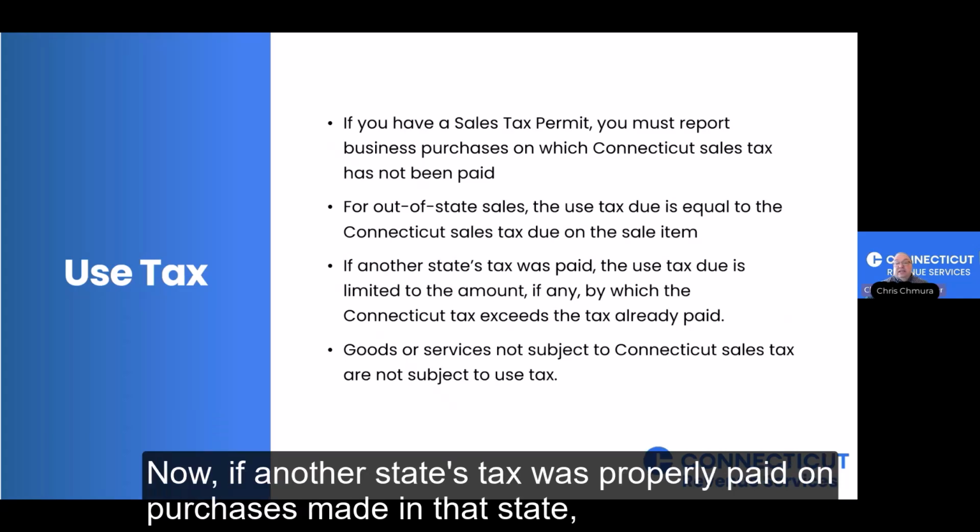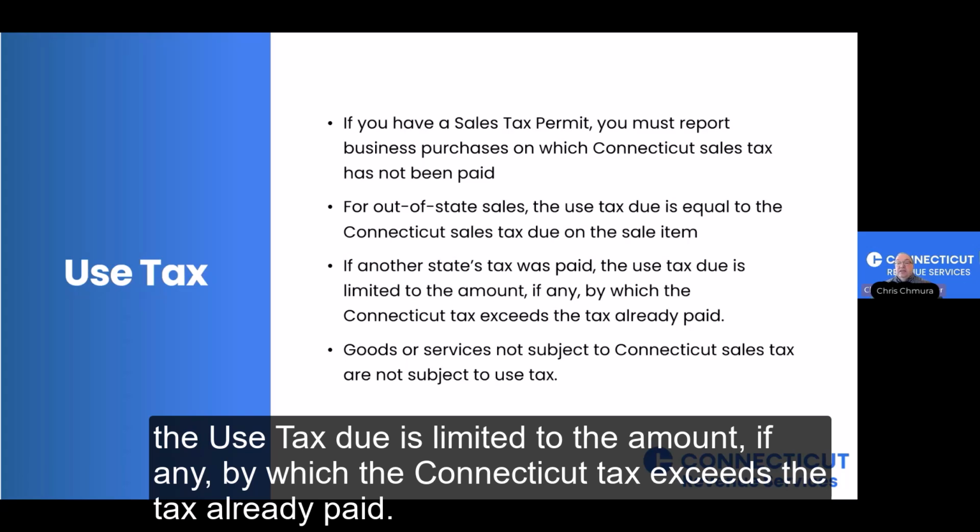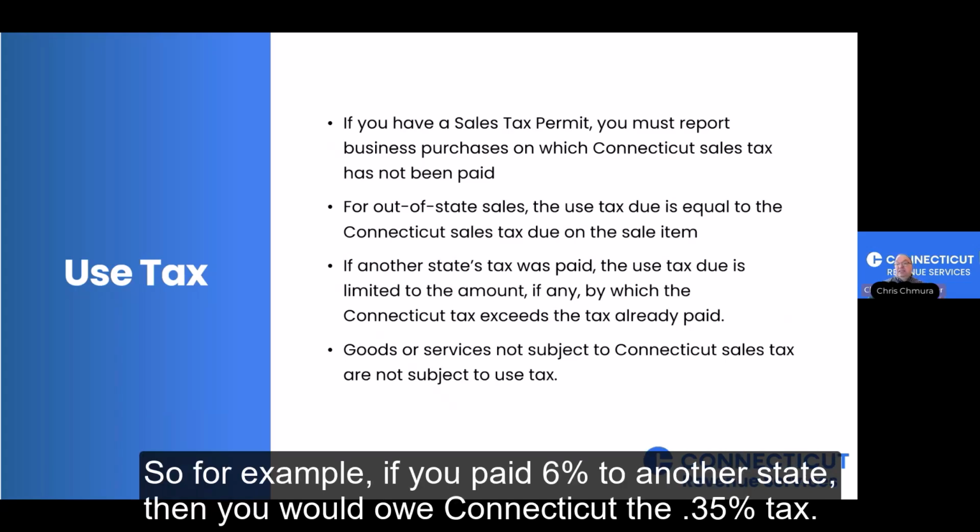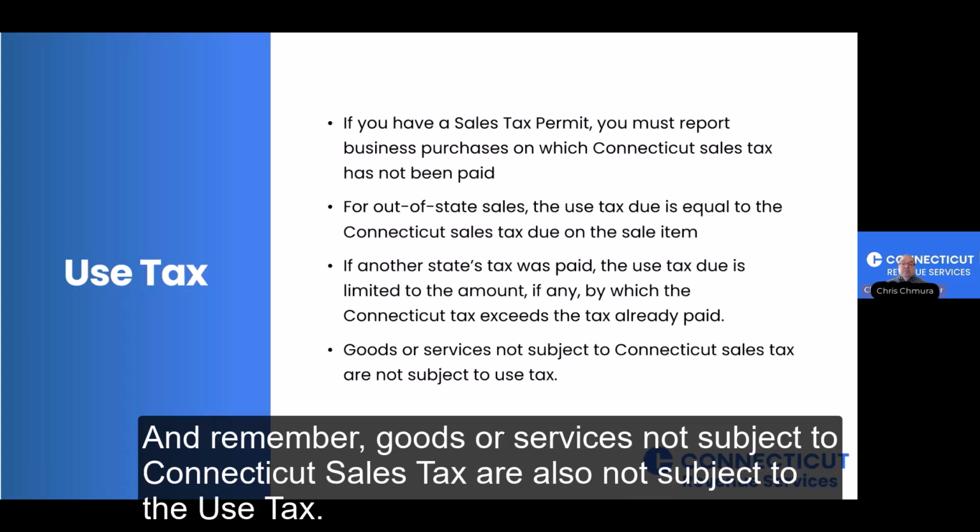Now, if another state's tax was properly paid on purchases made in that state, the use tax due is limited to the amount, if any, by which the Connecticut tax exceeds the tax already paid. So, for example, if you paid 6% to another state, then you would owe Connecticut the 0.35% tax. And remember, goods or services not subject to Connecticut sales tax are also not subject to the use tax.